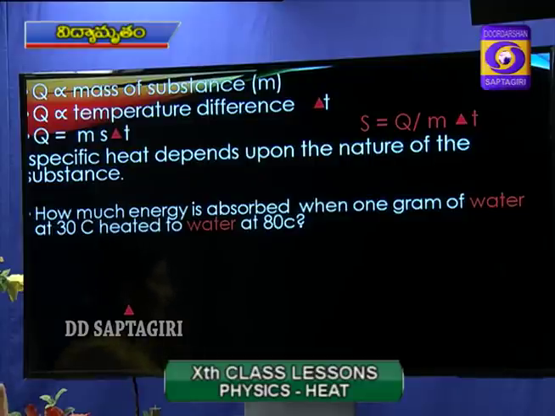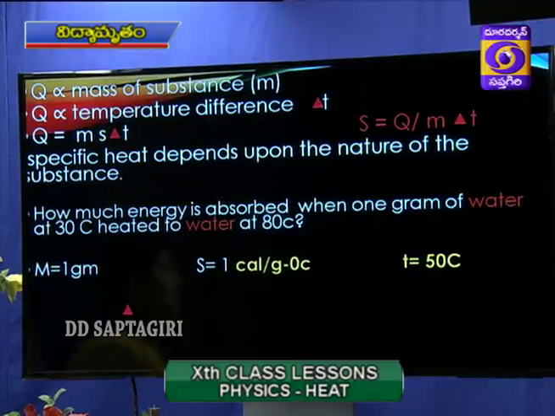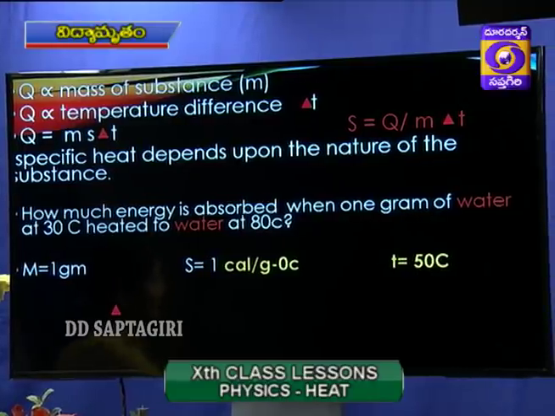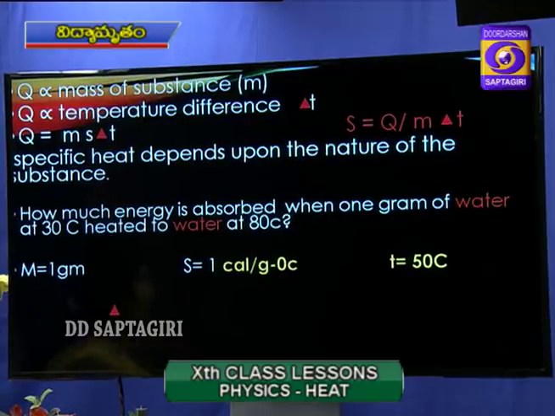Let us take how much energy is absorbed. How much energy is absorbed when 1 gram of water at 30 degrees centigrade is heated to water at 80 degrees centigrade? That means we had taken 1 gram, no? That means mass is equal to 1 gram, and what is the material we used, water, no, the specific heat of water is 1 calories per gram degree centigrade. Just note down, I have taken mass in grams and also the specific heat in calories per gram degree centigrade, and the temperature difference 80 minus 30, that is 50 degrees centigrade.